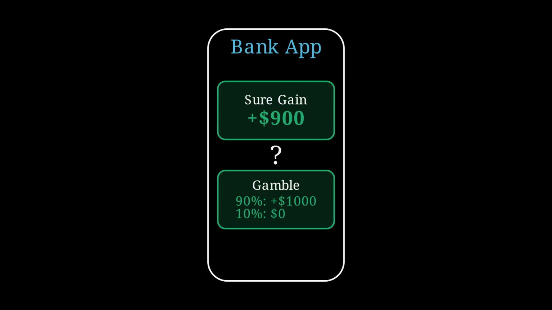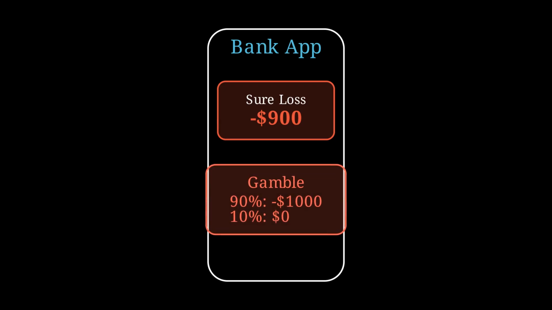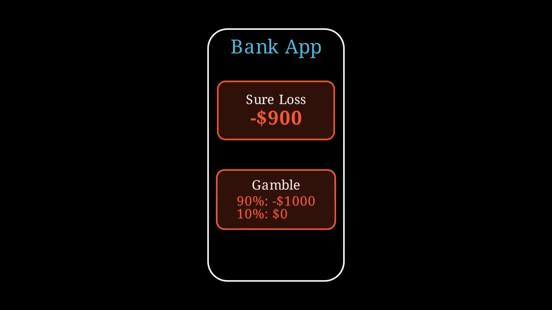Now let me change only one thing. Suppose instead you owe money. Option A, accept a guaranteed loss of $900. Option B, take a 90% chance of losing $1,000 and a 10% chance of losing nothing. Now what do you do? And why does the same brain often answer these two questions differently?